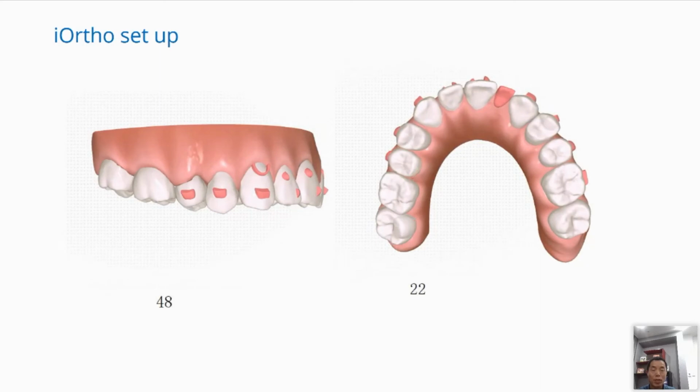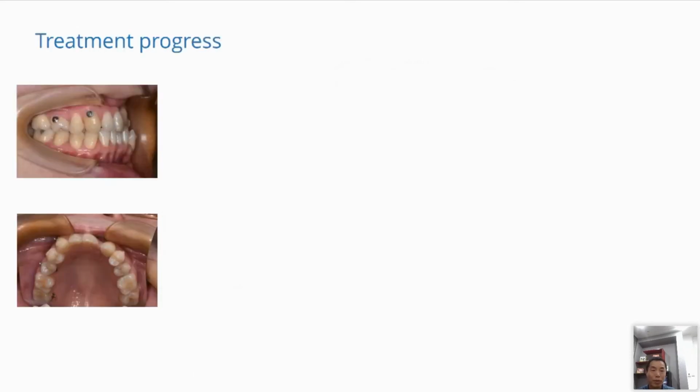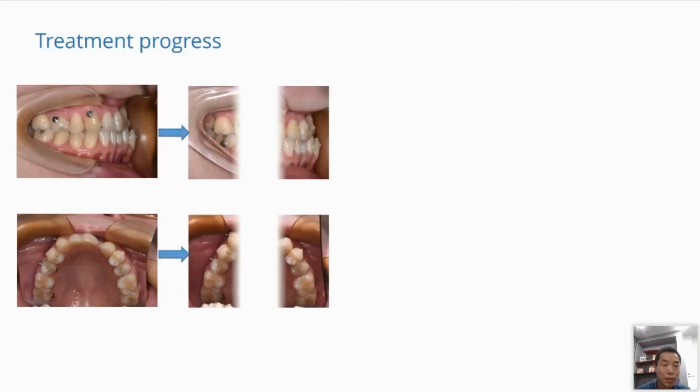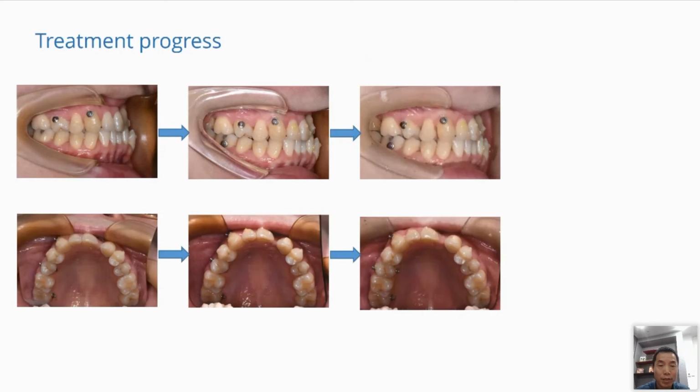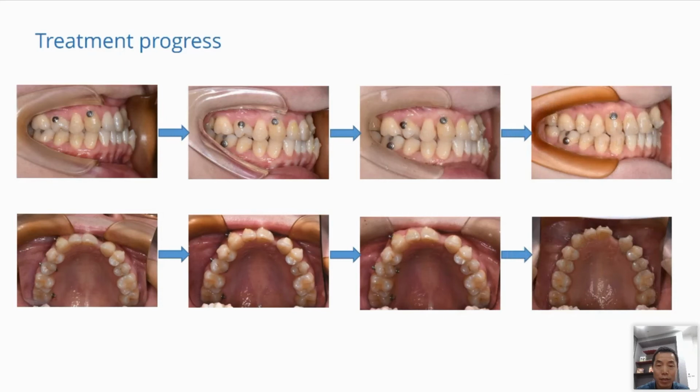You can see that by only stage 20, we corrected the very severe rotation of the premolar. At the start of the treatment, as it progressed, the rotation improved, got better, and the rotation was corrected in a short time.